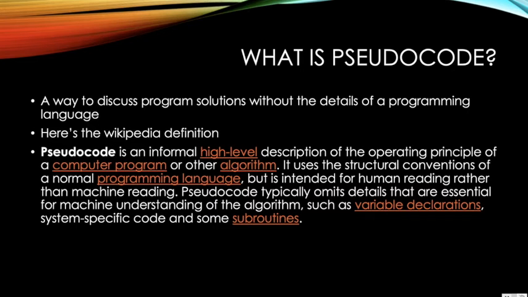Here's how Wikipedia defines it. Pseudocode is an informal, high-level description of the operating principle of a computer program or other algorithm. It uses the structural conventions of a normal procedural language, but is intended for human reading rather than machine reading. Pseudocode typically omits details that are essential for machine understanding of the algorithm, such as variable declarations, system-specific code, and some subroutines.